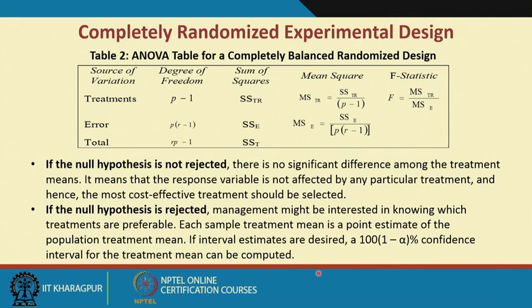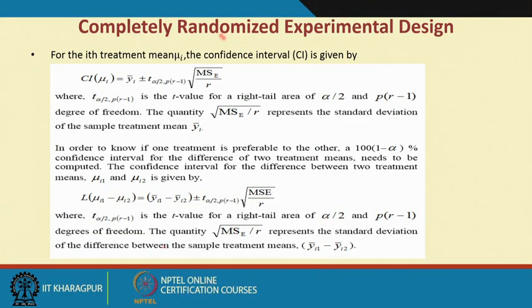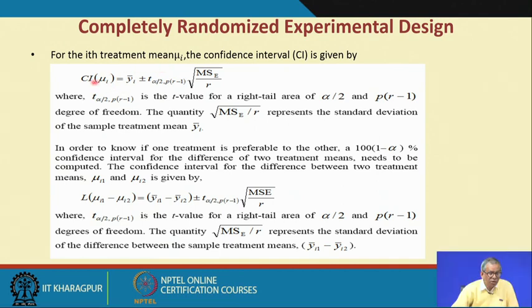We have been telling all the time, we have been preferring the interval estimate to, say, the point estimate. So how do you get the interval estimate as a confidence interval for mu i? That is, you have already computed y i bar, and this assumes the t statistic. So it is t alpha by 2, with p into r minus 1 degrees of freedom, into root over MSE by r, the mean square error, where t alpha by 2, p r minus 1 is the t value for a right tail area of alpha by 2 and p r minus 1 degrees of freedom.